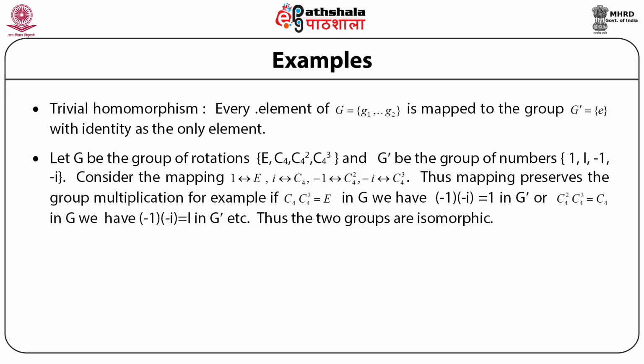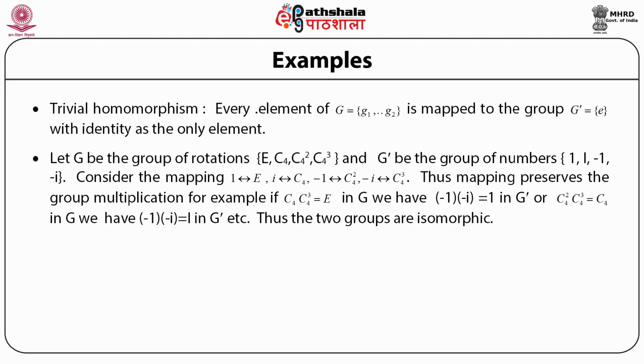For example, in the group G, C4 cube is equal to E. Whereas after mapping, when C4 is mapped to i and C4 cube is mapped to minus i, then minus i times i is equal to 1 in G prime, the image of E. That means the C4 multiplication rule is preserved.